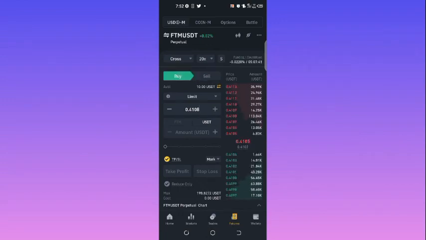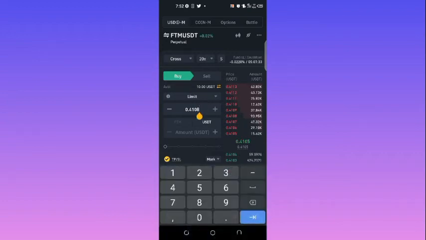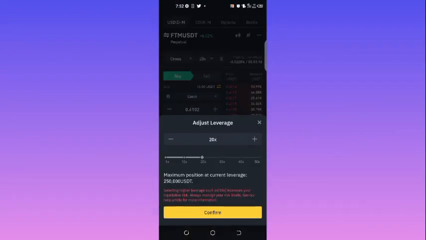Now, for the sake of this video, I'll just go with this, set it at 6 at 2. Then I'll be using $3 for this, and my X, you see, look at the warning that Binance just gave. Selecting high leverage such as 10x increases your liquidity risks. Always manage your risk level. See our help article for more.